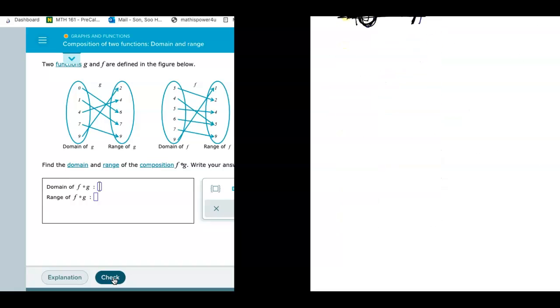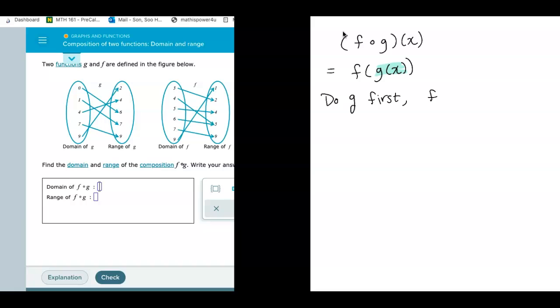Okay, so it's got more errors. All right, but this one, they want you to find f composed with g of x, which means I need to do f of g of x, which means I need to do g first. Do g first, then f next. Okay, so let me work with g. Let me organize the g in my nice table.